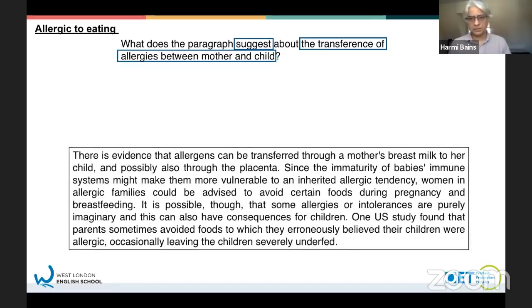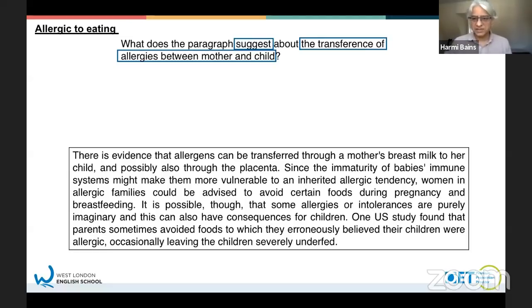Let's have a look at the paragraph. It says here, there is evidence that allergens can be transferred through a mother's breast milk to her child, and possibly through the placenta. Since the immaturity of babies' immune systems might make them more vulnerable to an inherited allergic tendency, women in allergic families could be advised to avoid certain foods during pregnancy and breastfeeding. It is possible, though, that some allergies or intolerances are purely imaginary, and this can also have consequences for children. One US study found that parents sometimes avoided foods to which they erroneously believed their children were allergic, occasionally leaving the children severely underfed.